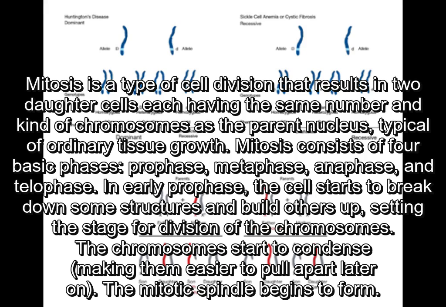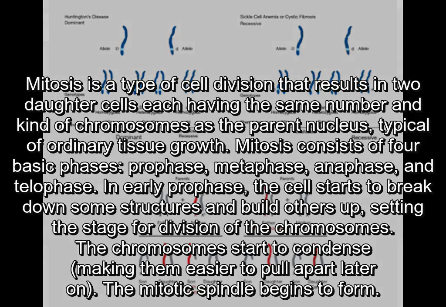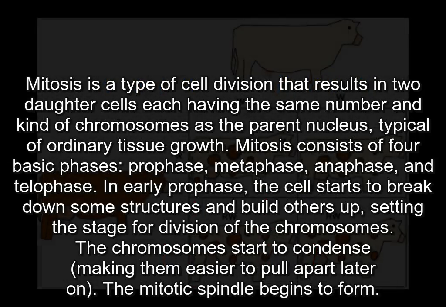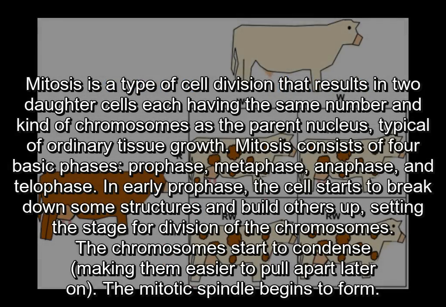Mitosis is a type of cell division that results in two daughter cells, each having the same number and kind of chromosomes as the parent nucleus, typical of ordinary tissue growth. Mitosis consists of four basic phases: prophase, metaphase, anaphase, and telophase.